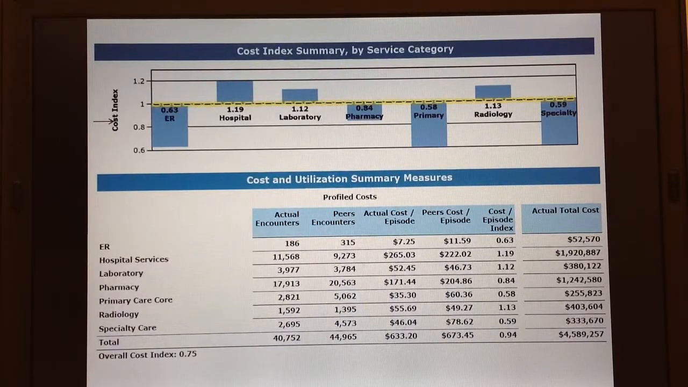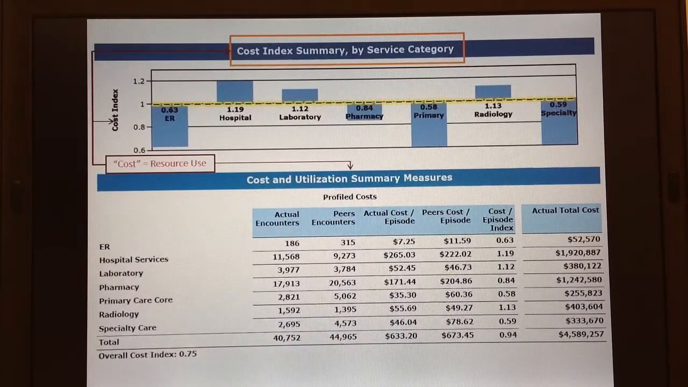The cost index summary by service category displays a visual of the standardized cost or resource use index by the specific service category within the episodes. The horizontal line at 1.0 indicates the peer group average for each service category. Bars that hang below the 1.0 line indicate the practice group was below the peer group average in resource use. In this example, ER use, pharmacy prescriptions, primary care, and specialty care were all below average in overall resource use for a like group of episodes.